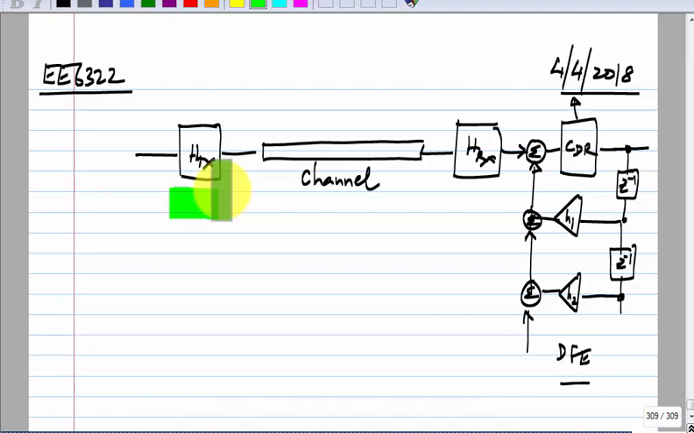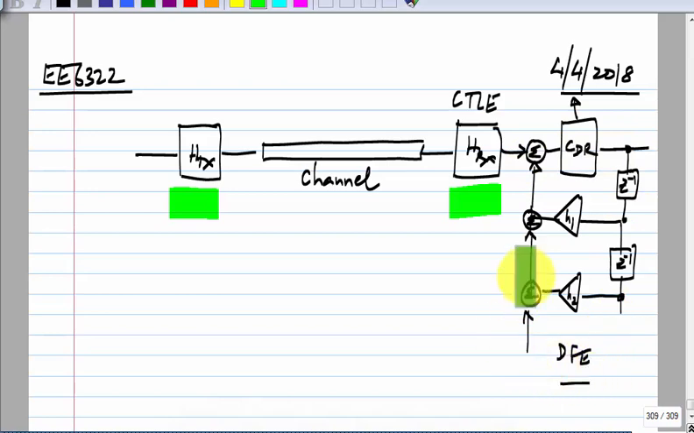Now in the receiver, we can have a continuous time linear equalizer. A good thing about this is that it will boost the high frequencies. You can have low frequency gain to be 1 or whatever it is that you want. And it doesn't depend on the CDR being operational. Okay. It's completely analog. It just opens up the high frequencies.